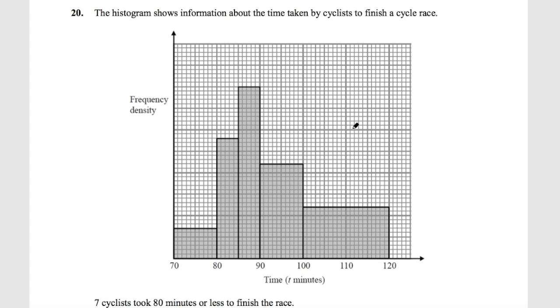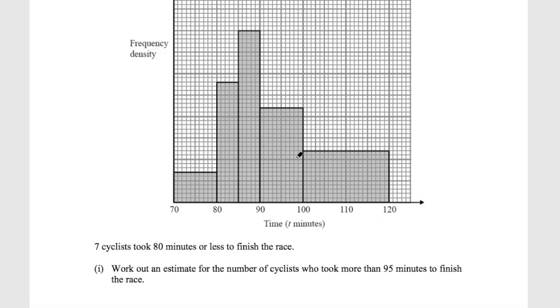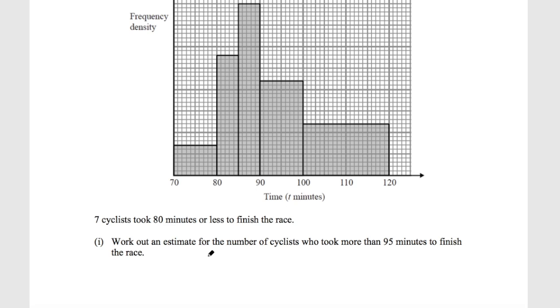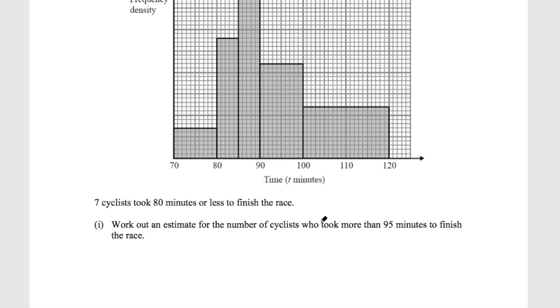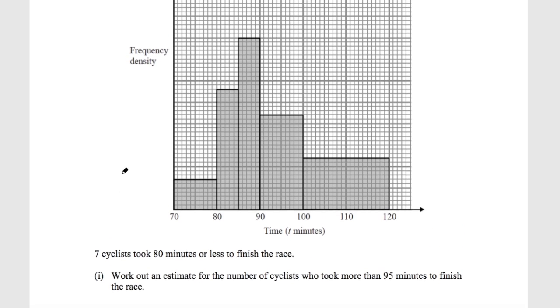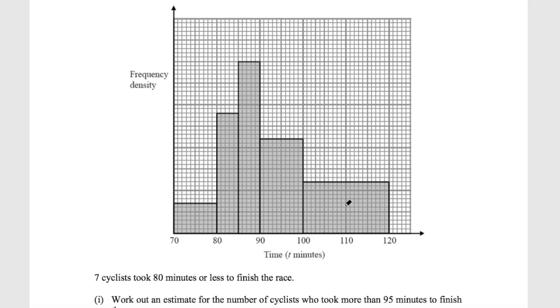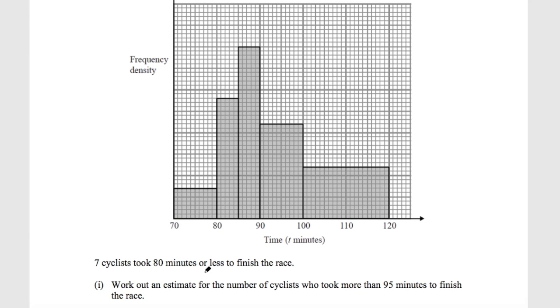Question 20 says the histogram shows information about the time taken by cyclists to finish a cycle race, and they give us the histogram. Then it says 7 cyclists took 80 minutes or less to finish the race. Work out an estimate for the number of cyclists who took more than 95 minutes to finish the race. Okay, so they give us this information because if you look at this histogram, you notice there's no scale on the y-axis. So this bit of information here allows us to figure out what that scale is.